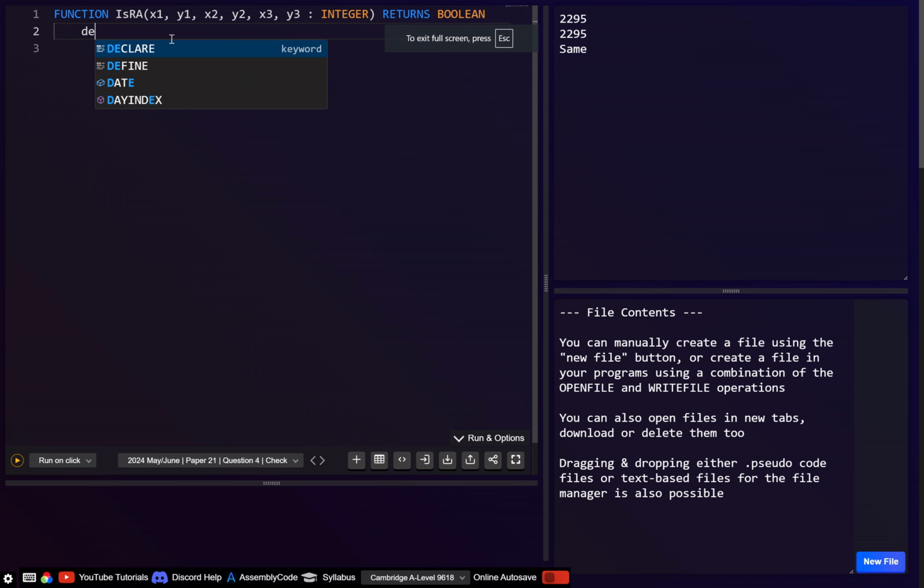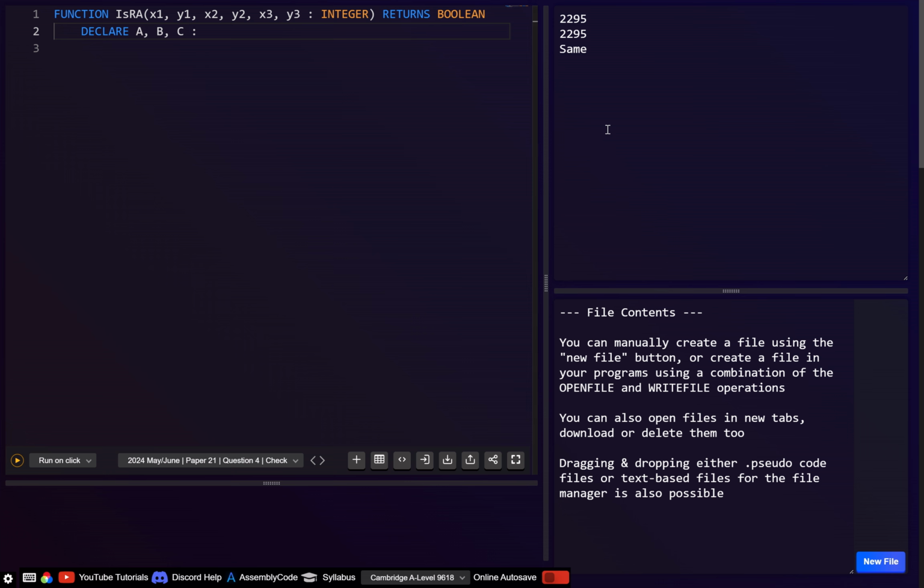Let's declare some variables, so maybe just A, B, C, the lengths. Possibly these could be real numbers. This is not really A, it's actually going to be A squared, B squared, C squared, so let's write that. In order to calculate A squared, in our example we said x1 and x3, although to be honest, we can just do x1 and x2.